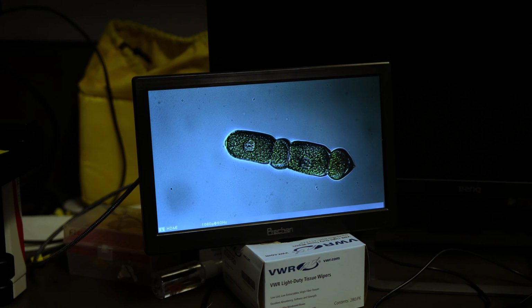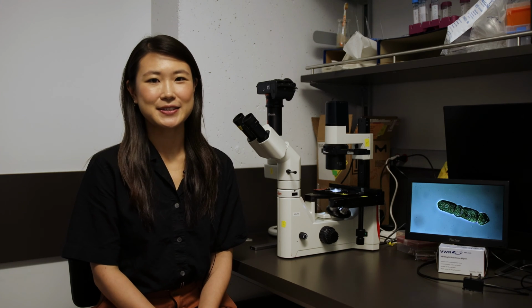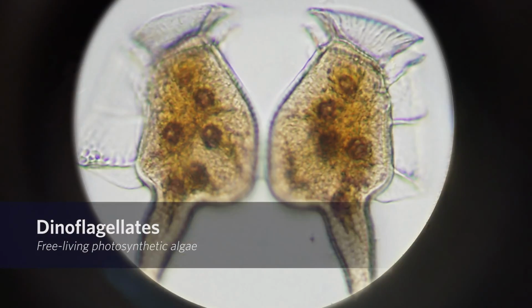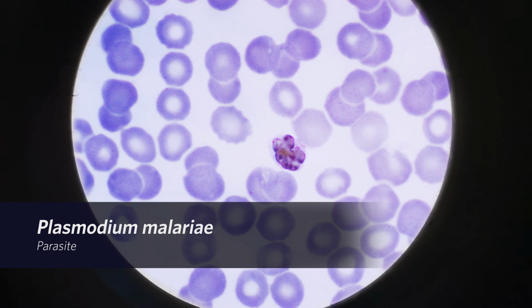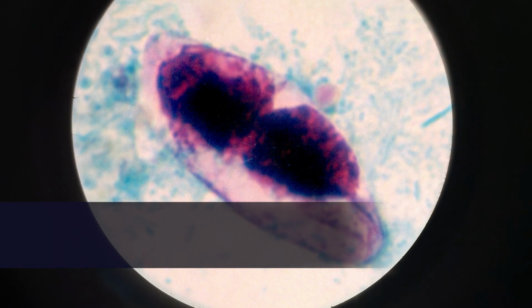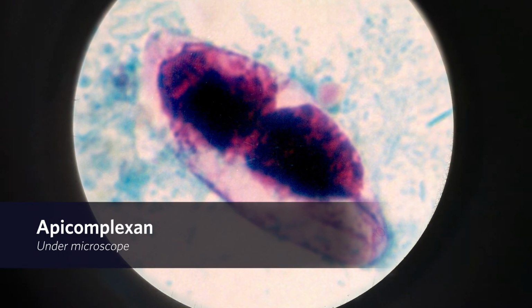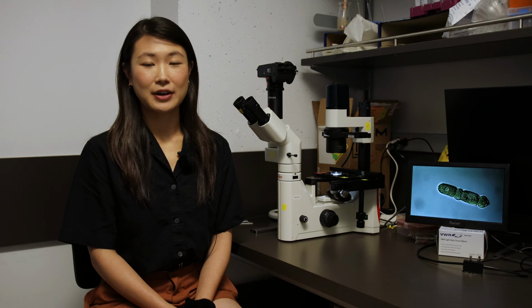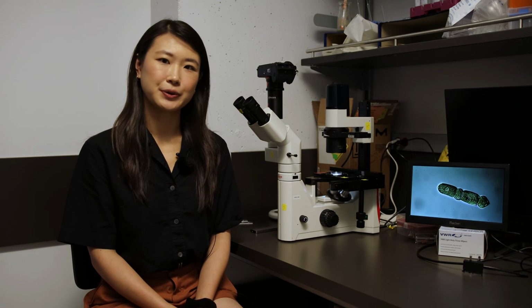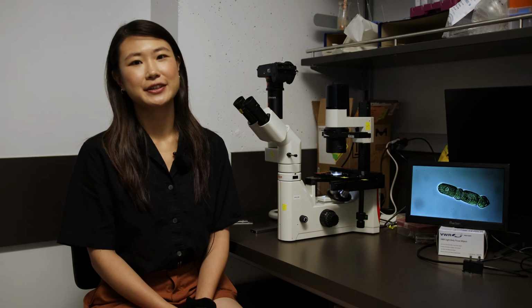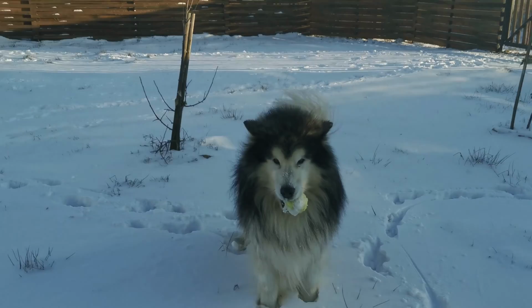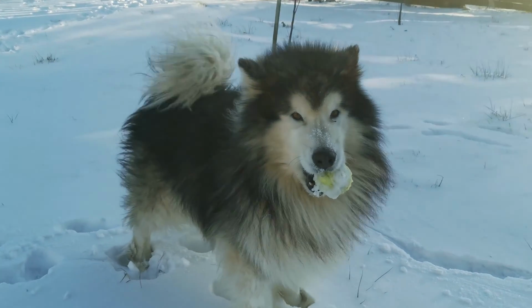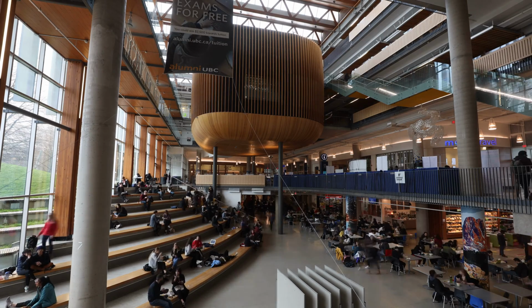I study Apicomplexans, which are a group of parasites that share ancestry with free-living photosynthetic algae and are closely related to the parasites that cause malaria. Apicomplexans can be found in animals all around the world. They can be found even in marine animals like corals or fish, but they can also be found in animals that are terrestrial, like a variety of insects, your pet dog, or even us.